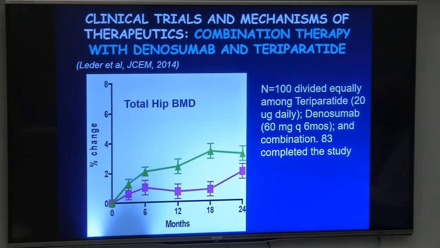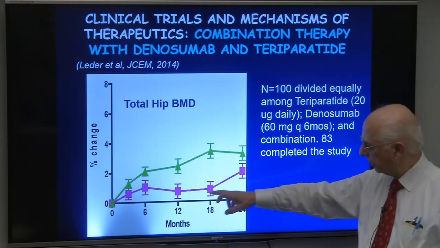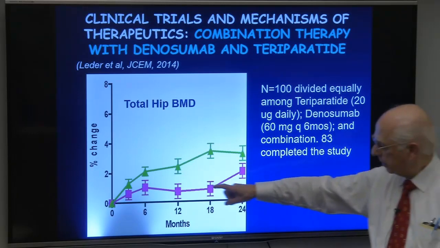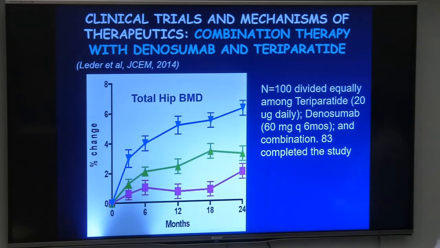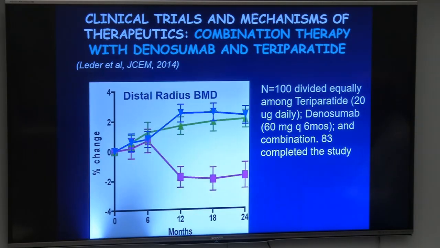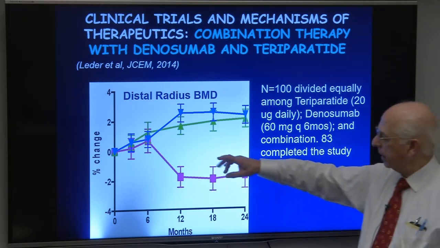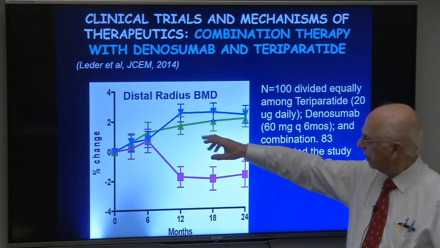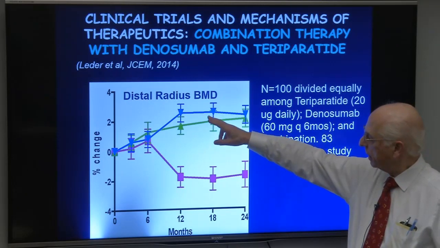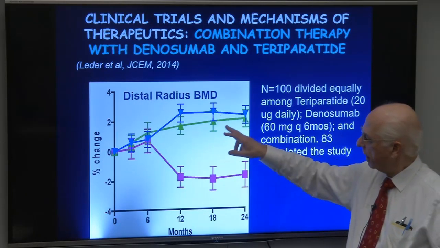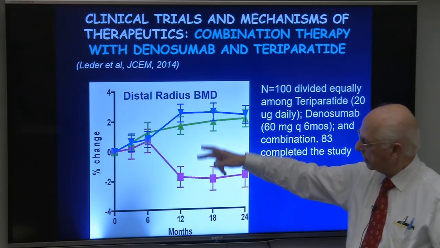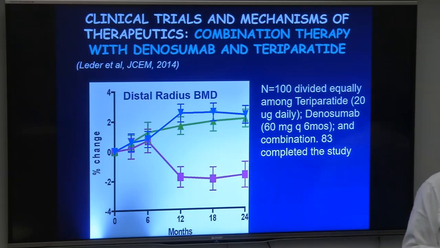Looking at the hip, a slower effect as you would expect with Teriparatide. Not a bad effect with Denosumab, and this is combination. That's pretty good. 6 to 7% improvement in 2 years. This is the radius. And what you're seeing is the effects of combination in blue, Denosumab in green, and Teriparatide in pink.